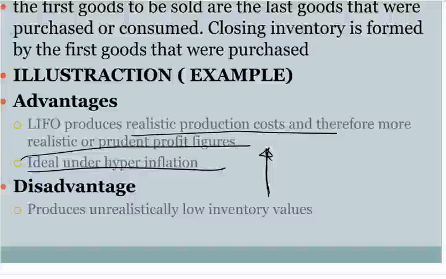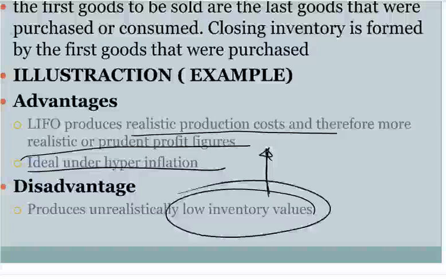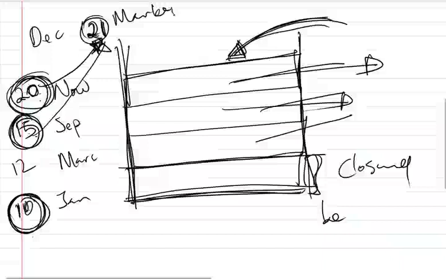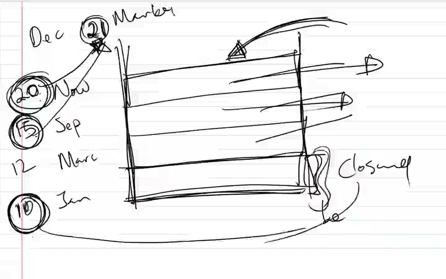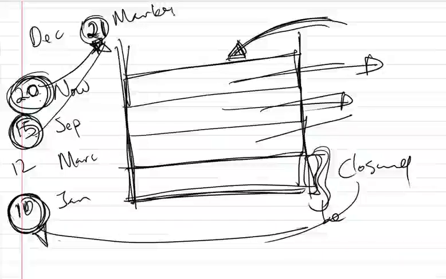The disadvantage is that the value of inventory is unrealistic, or it is understated or low. So in the same example, because the closing inventory will be based on those that came in first, it will be based on a value that is low. Have you seen? That means we'll base our inventory at 10 kwacha in this case. That's why we're saying that it is unrealistic coming up with the value of the inventory, which is the opposite of FIFO, where we're saying that inventory is valued at a realistic value.